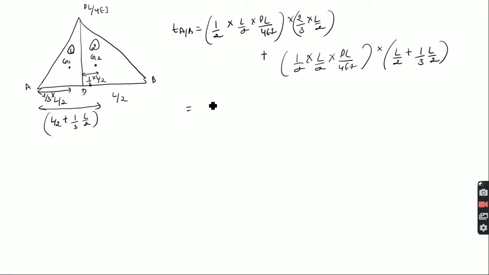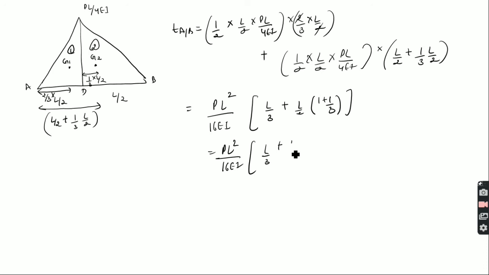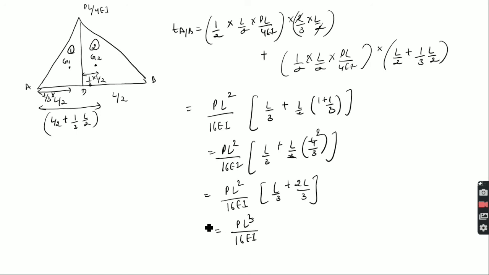Okay. Now we can solve this. So we will get PL square upon 16 EI as common for both of these terms, and in the bracket we will get L by 3 because these will get cancelled, plus 1 plus 1 by 3 by taking L by 2 common. So it will be PL square by 16 EI, L by 3 plus L by 2 into 4 by 3. So we will get L by 3 plus 2L by 3, which becomes L. So we will get PL cube by 16 EI. So this will be our TAB, right?